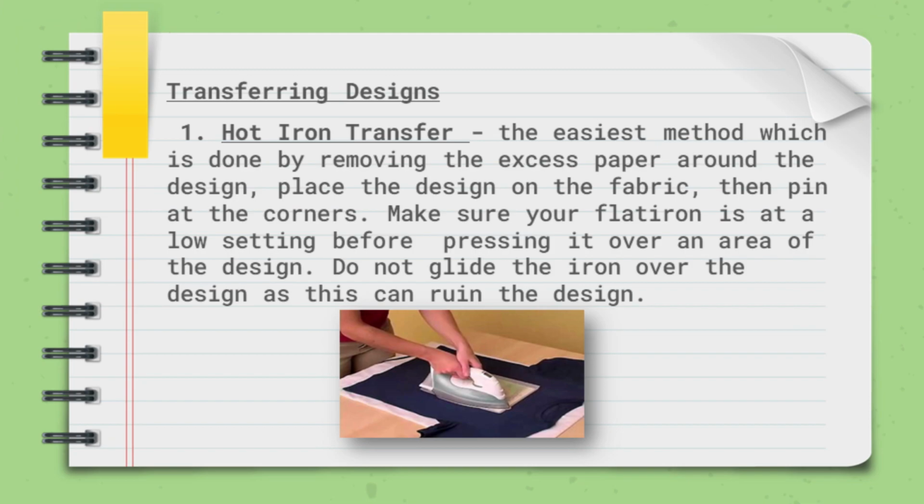Transferring designs. Ways of transferring designs. Number 1. Hot iron transfer. The easiest method, which is done by removing the excess paper around the design. Place the design on the fabric, then pin at the corners. Make sure your flat iron is at low setting before depressing it over an area of the design. Do not glide the iron over the design. This can ruin the design.